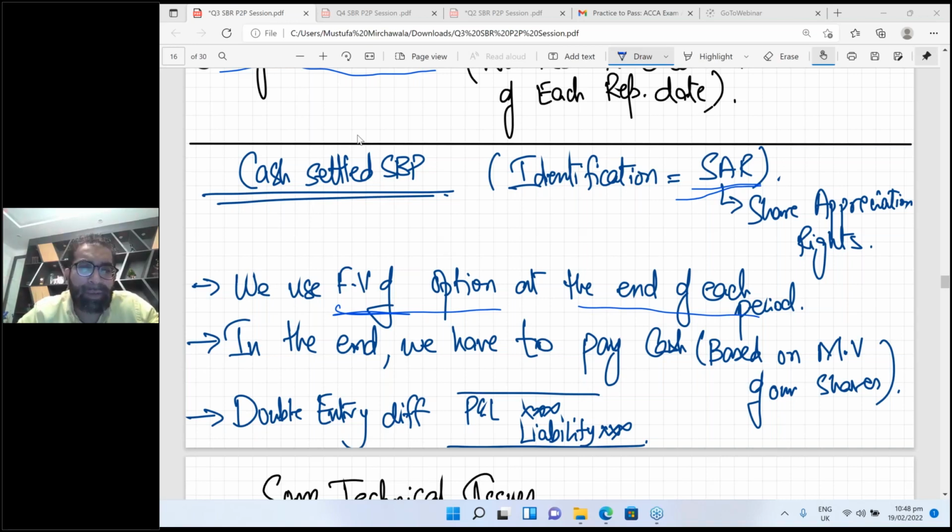One student is asking one question: what if in the end the market price is less than the exercise price? Then they won't exercise, then nothing will be given to the employee if the market price is less than the exercise price.